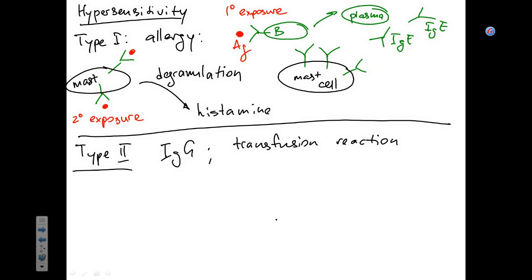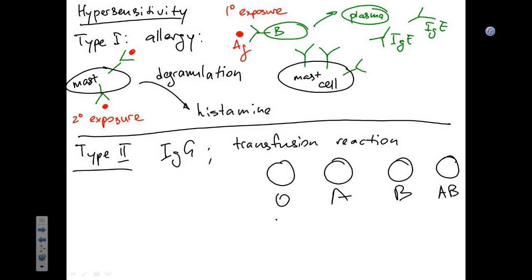How many cell types? Oh, blood types. How many blood types? Well, actually, we have about 52, but when we transfuse blood, we focus on those 4. So which types do we have? O, A, B, AB.